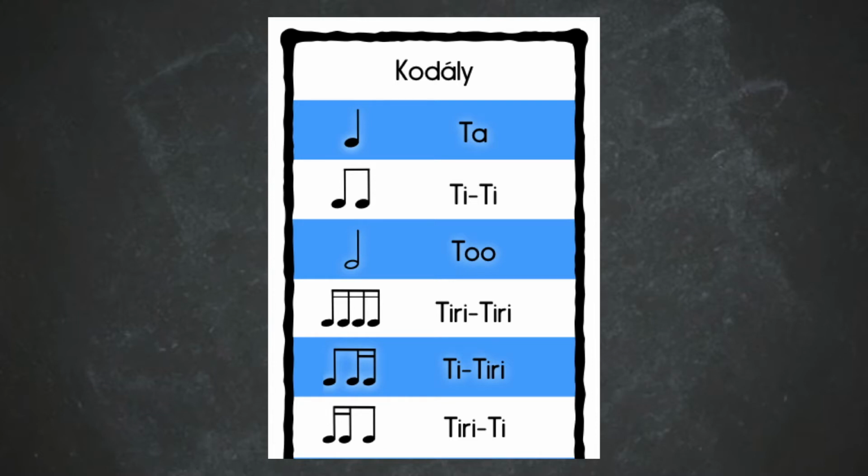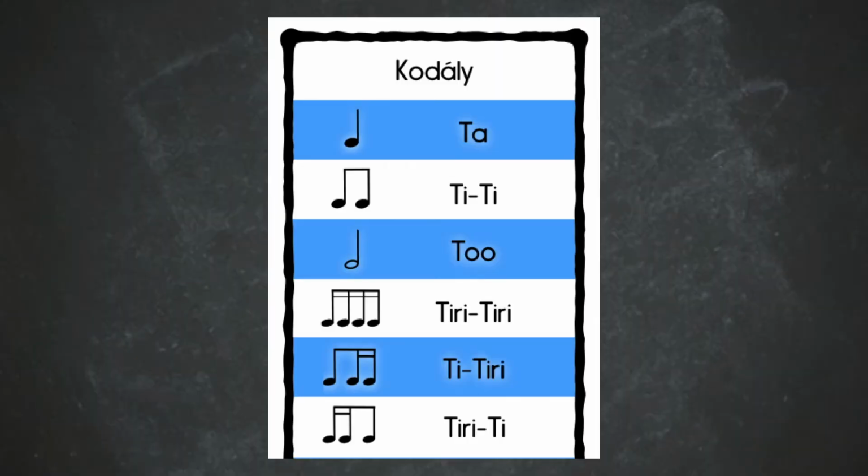Each quarter note is called ta, and eighth notes are called ti-ti. Depending on where you are in the world, 16th notes can either be tiri tiri or tiki tiki, or even tika tika. It just kind of depends on what you're comfortable with. In the Kodály system, each symbol has its own sound, which might bode well for younger learners. Quarter notes are always ta, but eighth notes are ti, and 16th notes are tiri or tika.